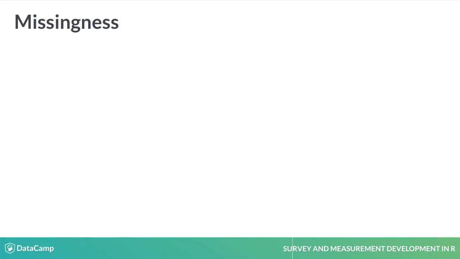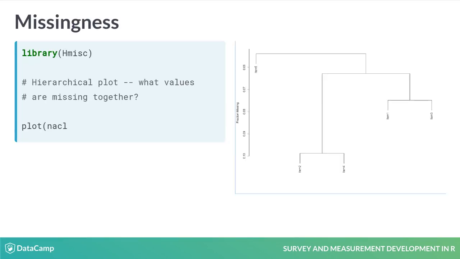If missingness is a problem, we can plot a hierarchical clustering of the missing values with naclus from the Hmisc package. While the statistics behind the plot are beyond the scope of this course, what's important to understand is that it shows which items tend to be missing in the same row.